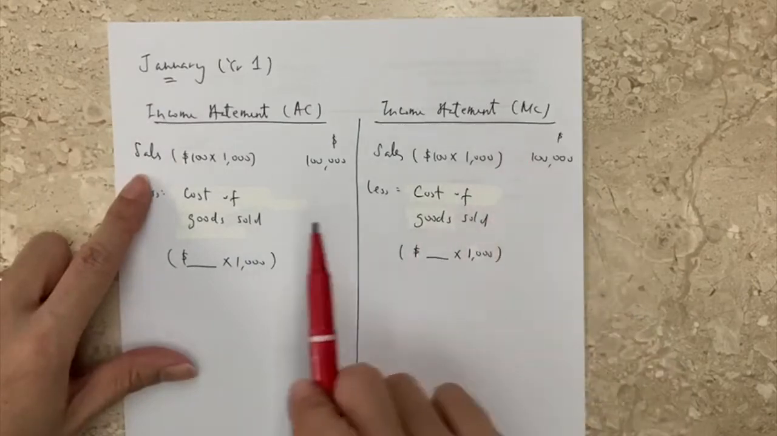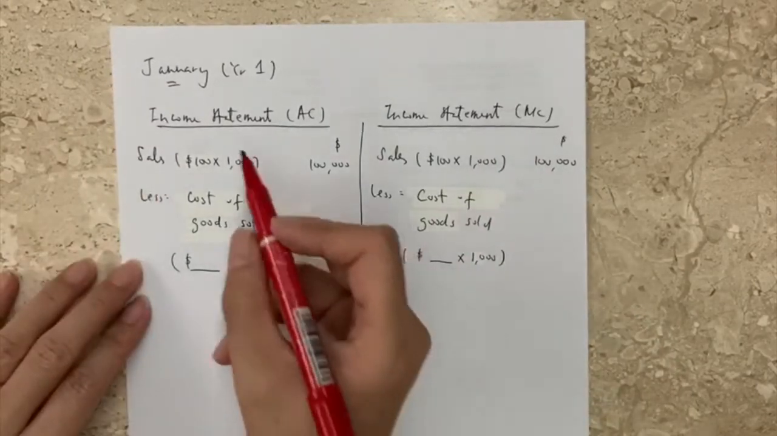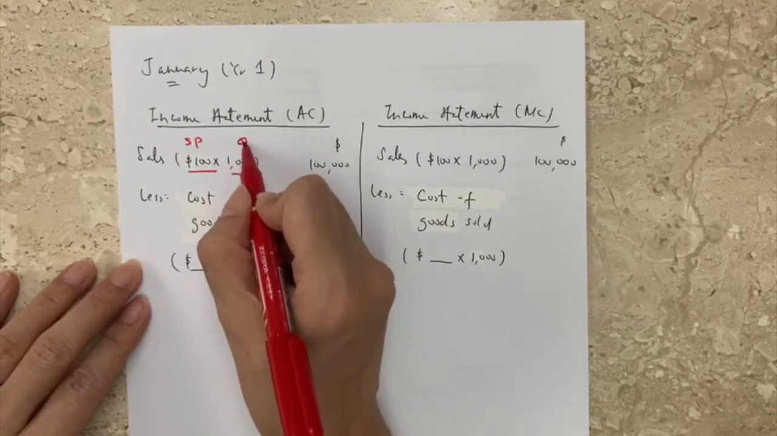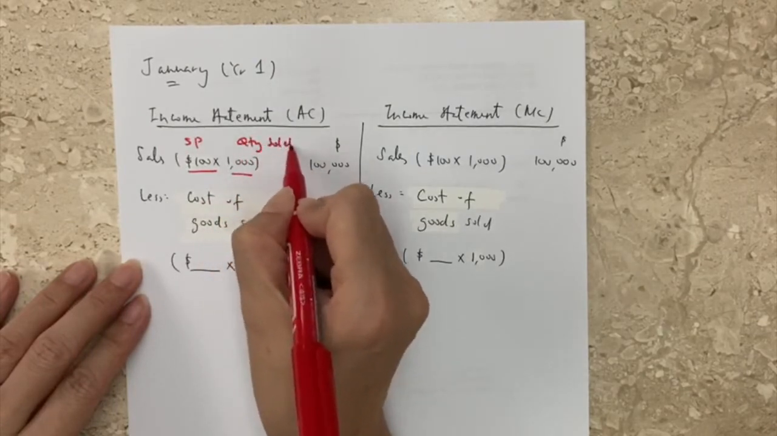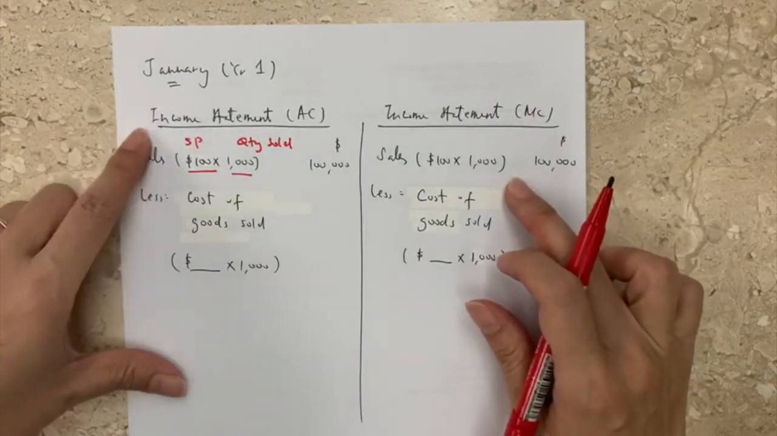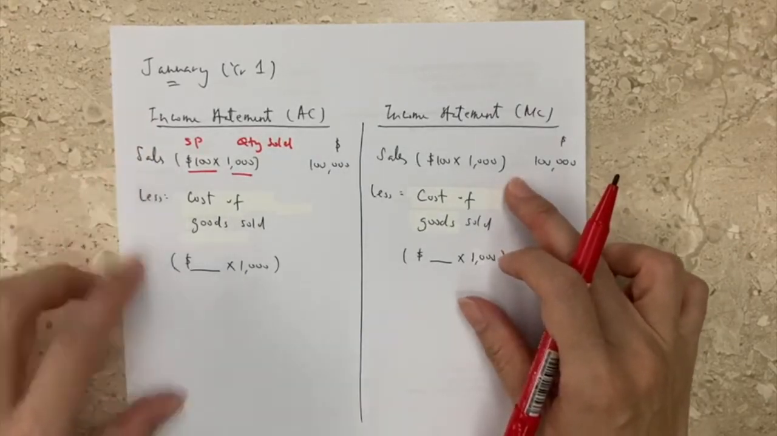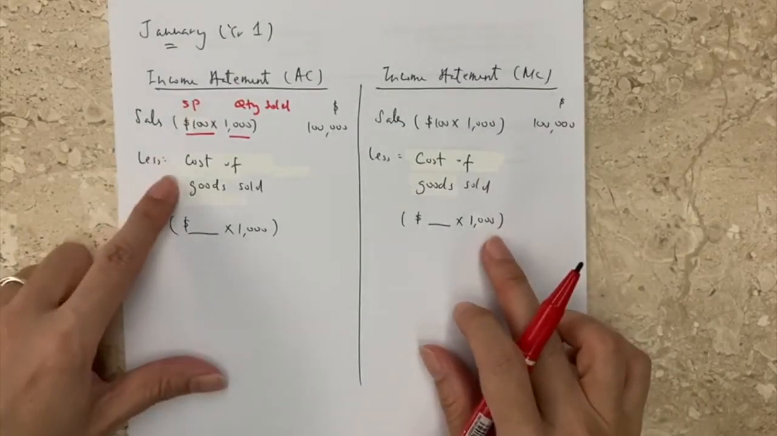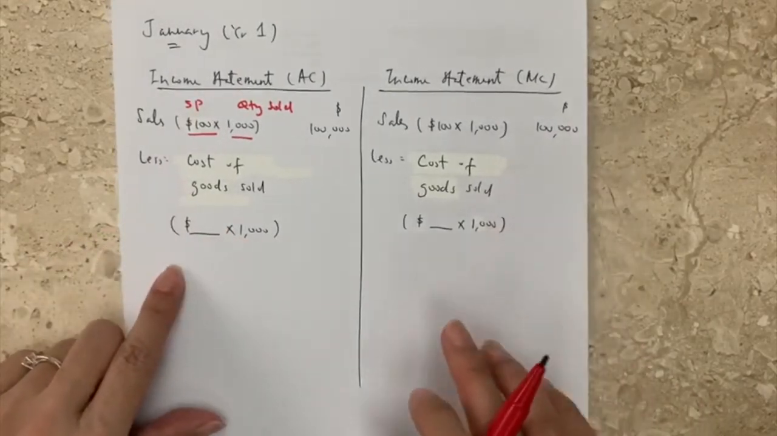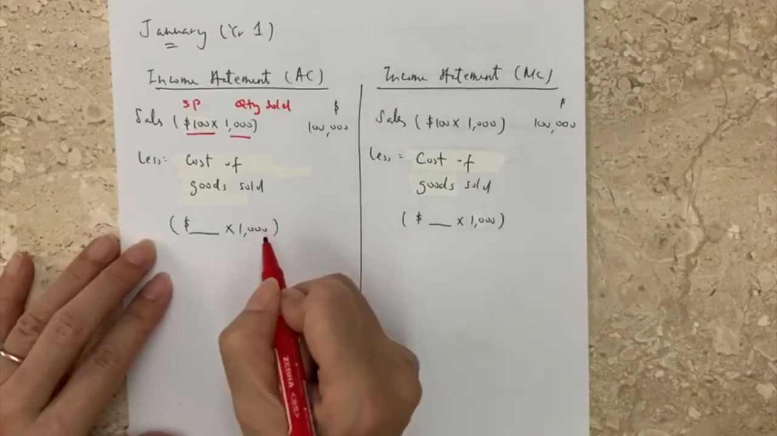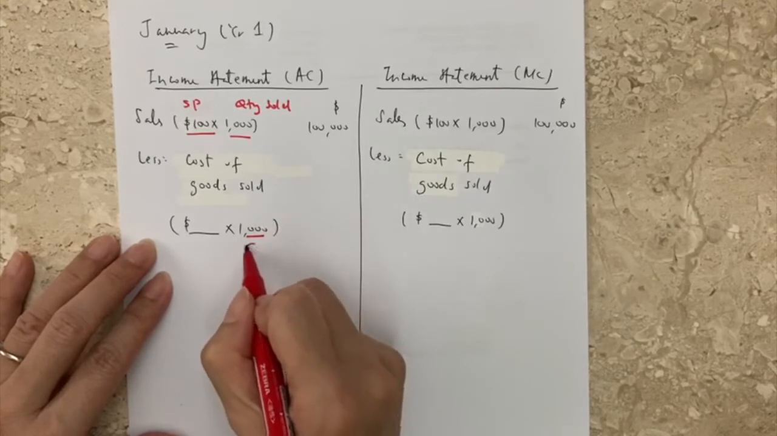All right, so now here we have sales. Sales is equal to the selling price times quantity sold, and there is no difference between absorption costing and marginal costing for sales. After sales, we have less cost of goods sold. So how do we calculate cost of goods sold? The quantity is the same as quantity sold.